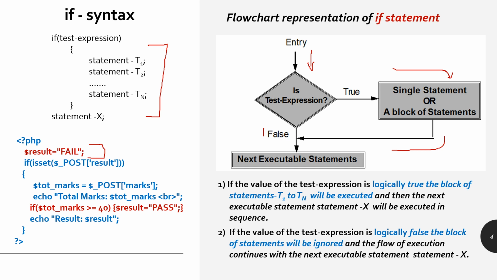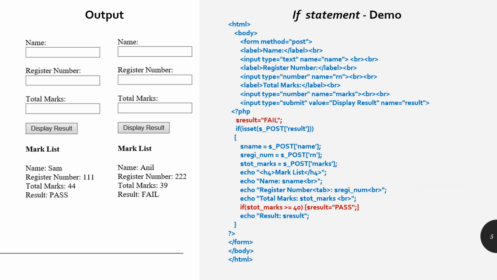Then here, result is assigned as fail. So during the execution, if marks are greater than 40, the result will be modified to pass. Otherwise, the result will remain fail. This is about simple if. And now we are going to discuss the demo program for the simple if statement.